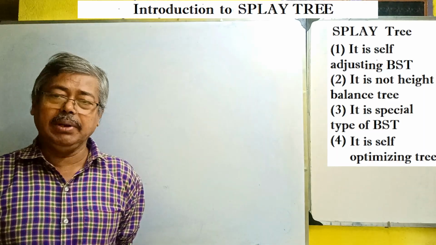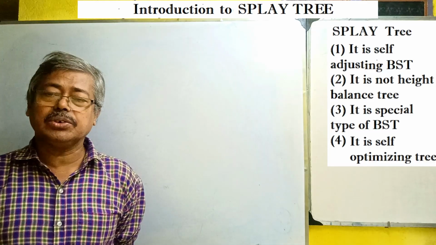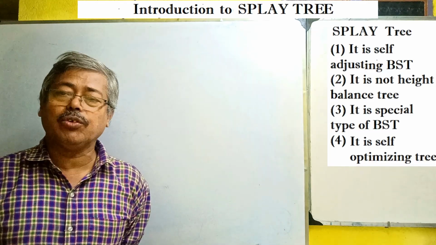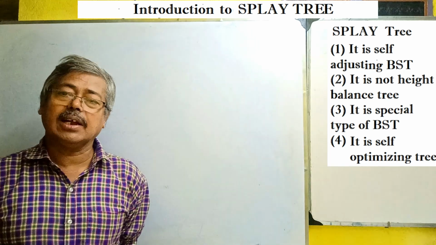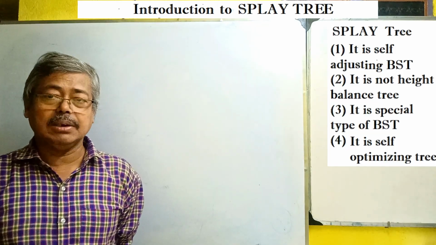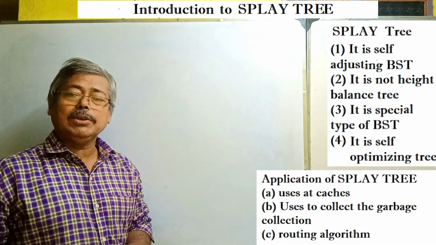It is used mainly in caching systems, where the currently used node will be used very frequently. It is also used in garbage collection systems and in network routing tables. So now let us see the procedure of the rotation.